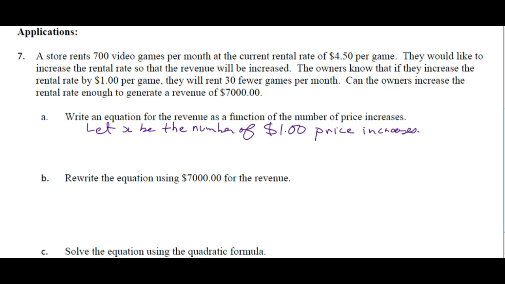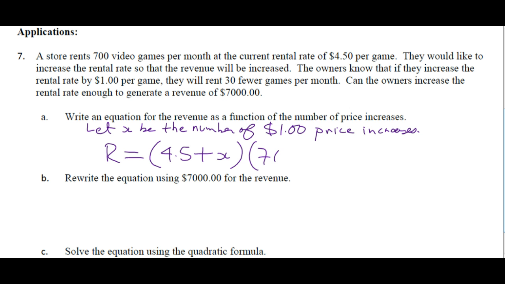So when you go to write an equation for revenue as a function, the revenue will be the price I'm renting at, which is $4.50 plus x. If I have no price increases, the rental price will be $4.50. 1 price increase will be 5.5. 2 price increases, 6.5. And that matches 4.5 plus x. Okay, so I've got the right price. Then I've got the number of games.